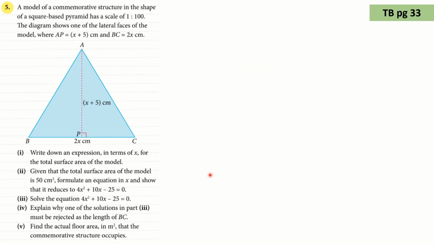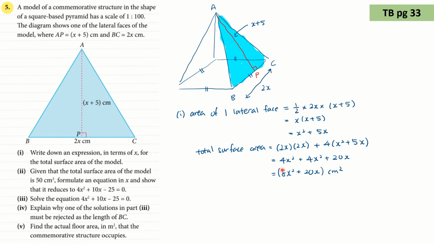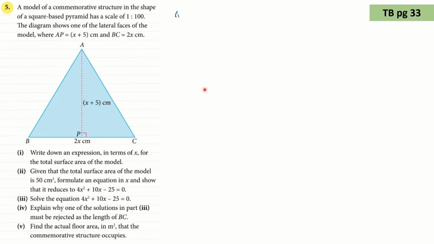Moving on to part 2. Given that the total surface area of the model is 50 cm squared, we want to formulate an equation. So earlier on, we already have this. So this is actually equal to 50 cm squared. That is what part 2 is telling us. So I can use that to form my equation.